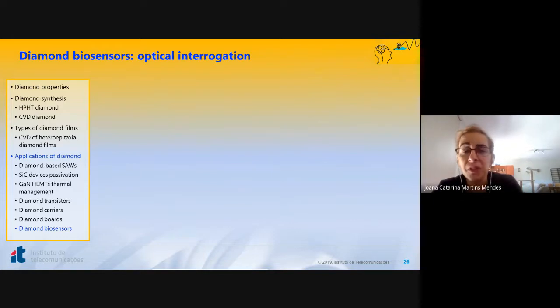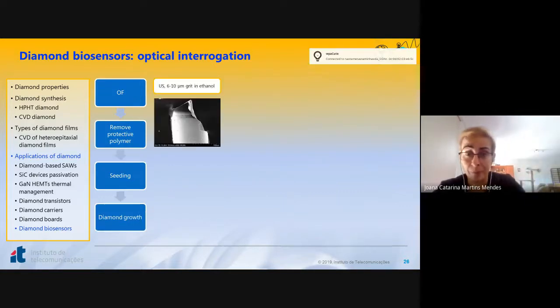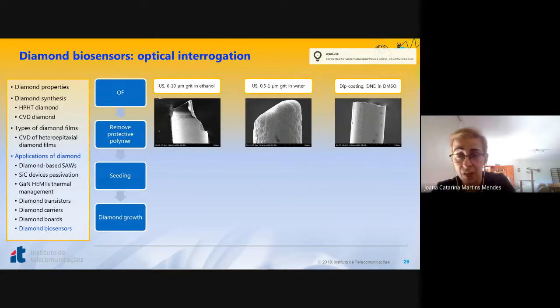So for the optical interrogation, we are using optical fibers. We remove the protective polymer, we seed them, and we grow diamond on them. And this is what you have. This is a study where, again, we evaluated the impact of seeding, using different seeding suspensions, on the quality of the films. So these fibers broke, they are very brittle. It's not that easy to handle them.